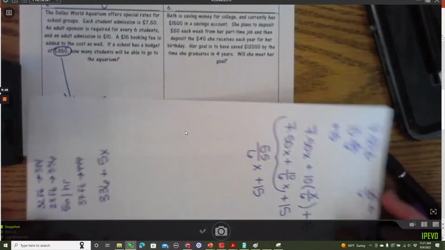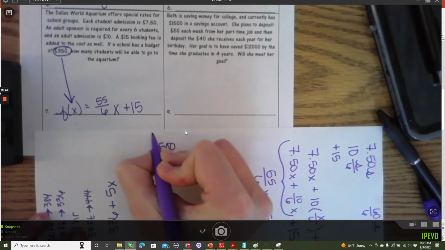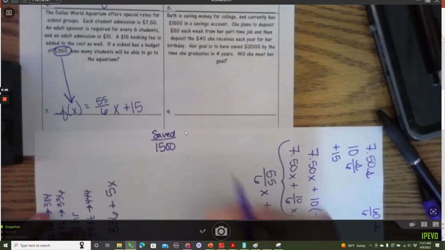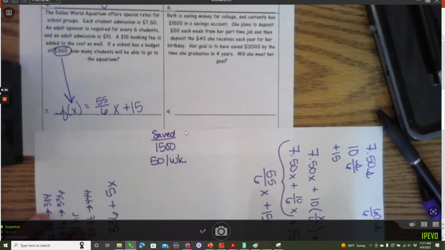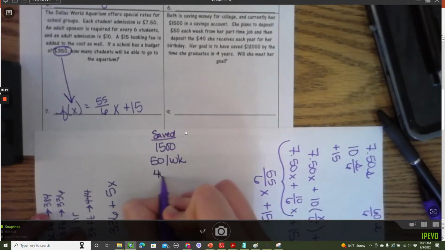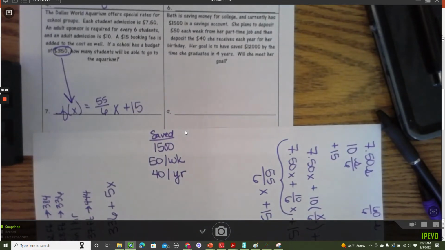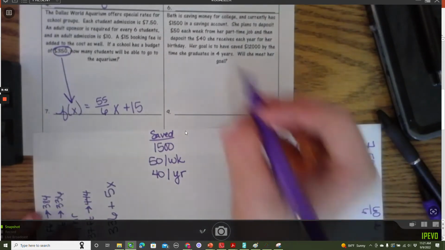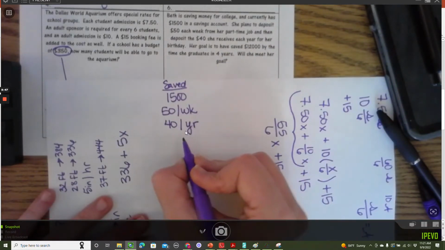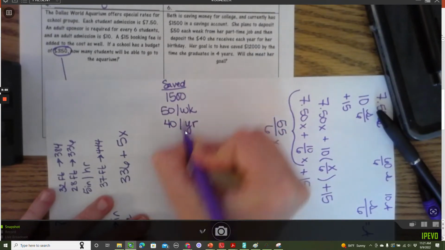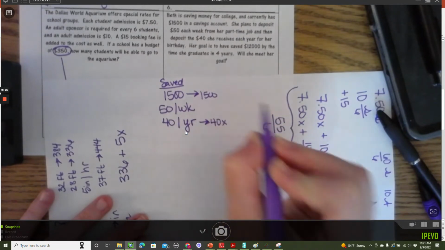All right, last one. Beth is saving money for college and currently has $1,500 in savings. This is what she's got saved. $50 each week. And then she does $40 per year. Her goal is to have saved $12,000 by the time she graduates in 4 years. So let's make x our years. So this would stay 1,500. This would become 40x.